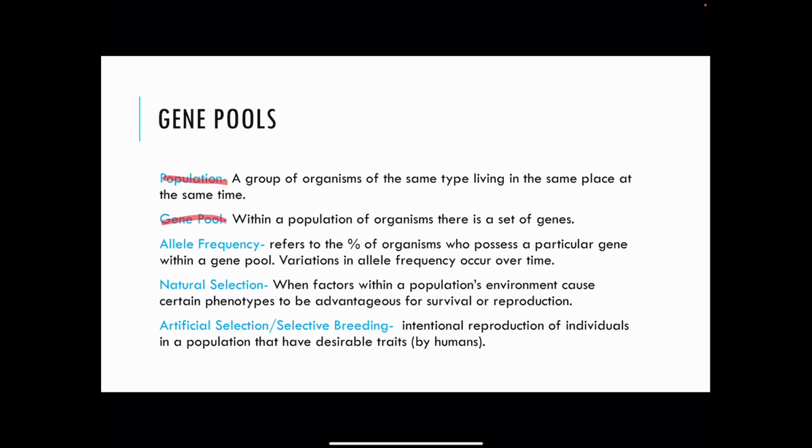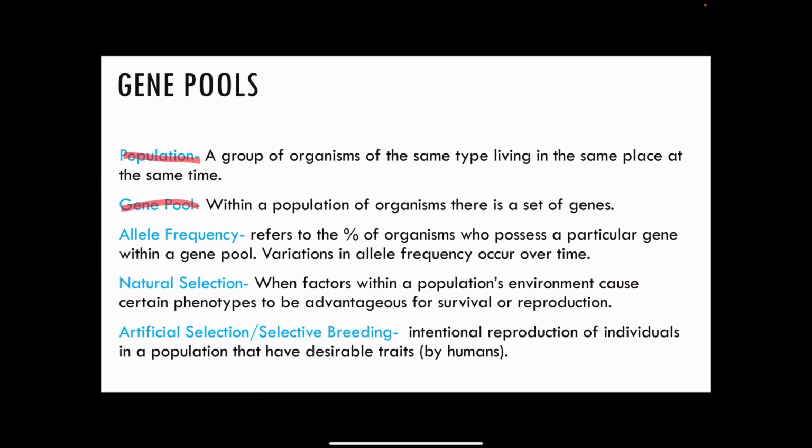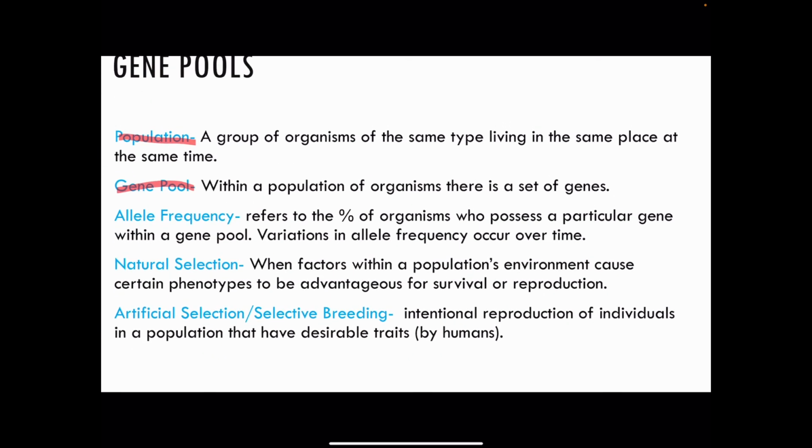All right, so a population doesn't include, for example, humans and cats and dogs. It would only refer to the humans living in that place. Now, allele frequency refers to the percentage of organisms possessing a particular gene within that gene pool, okay? Now, variations in allele frequency occur over time, and I'm going to talk over the next 5 or so minutes about how these variations or changes occur.